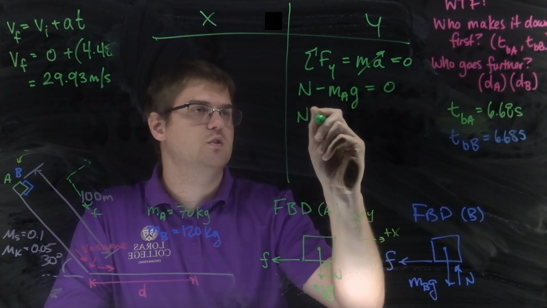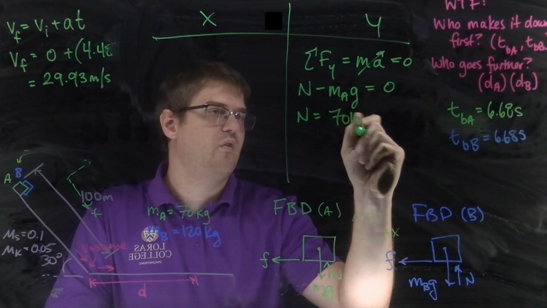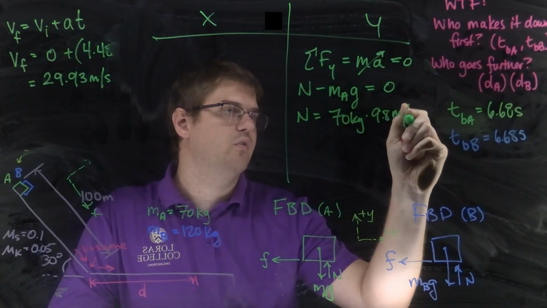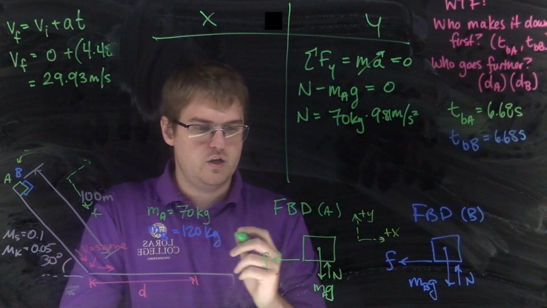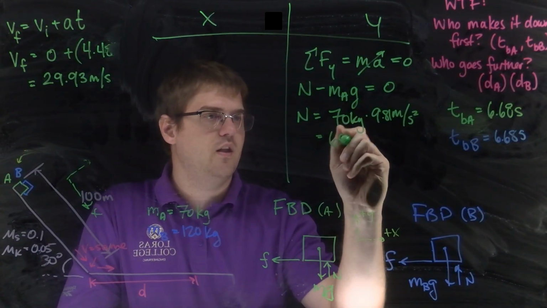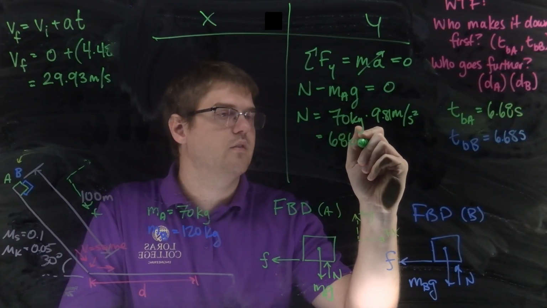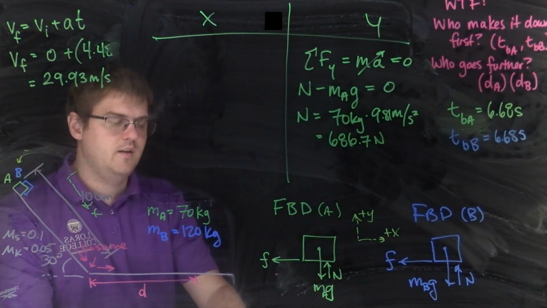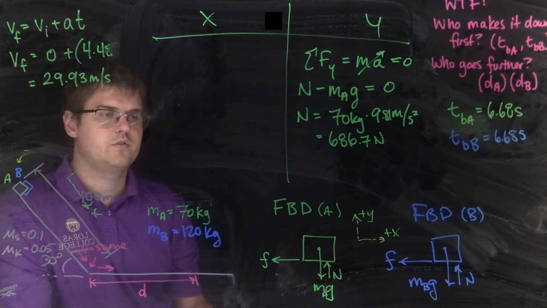My normal force is going to be mass of A. Mass of A is 70 kilograms, times gravity, 9.81 meters per second squared. My normal force here is going to be equal to 686.7 newtons. And that means that I can grab that normal force and start solving for my x.